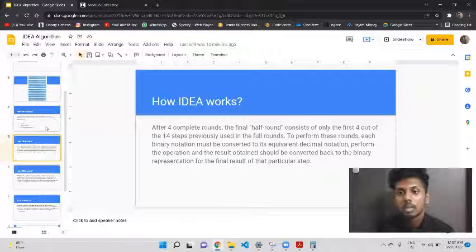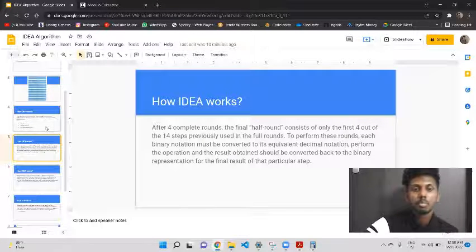To perform these rounds, each binary notation must be converted to its equivalent decimal notation. Perform the operation, and the result obtained should be converted back to binary representation for the final result of that particular step. In this, the final output is taken from the 4.5th step.